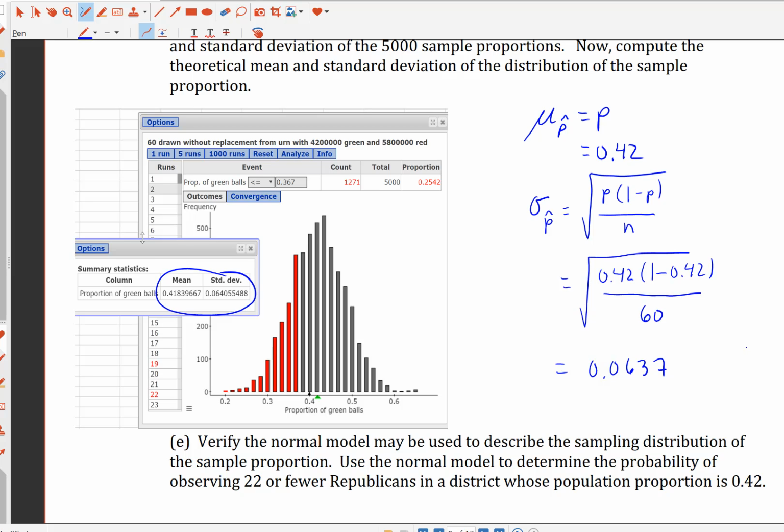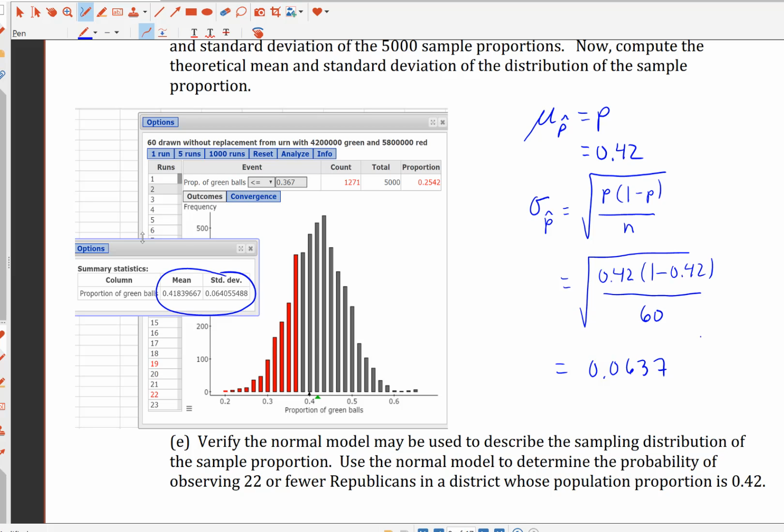This should be a mind-blowing experience for you. The mind-blowing experience is when you do the simulation, it matches up super close to what theory says should happen. In fact, in reality, you could stop with your simulation and don't have to do all the normal model business. You have an approximate p-value of 0.25.